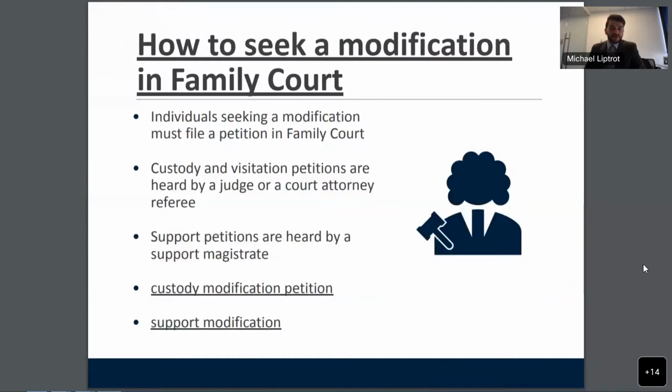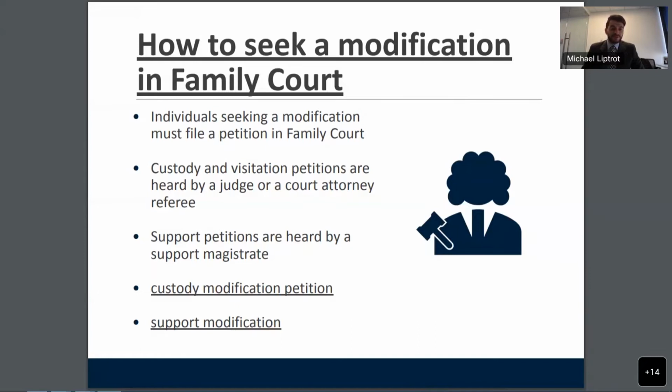Okay, so we now know what a modification is, and we've decided to go to family court. How are we going to do it? If you're looking to modify in the family court, you file a petition. This is different than the Supreme Court where you would file a summons and complaint. It's also different in that you file a petition in family court for an initial order of support or custody, and it's the same mechanism. You file a petition for modification in the family court.